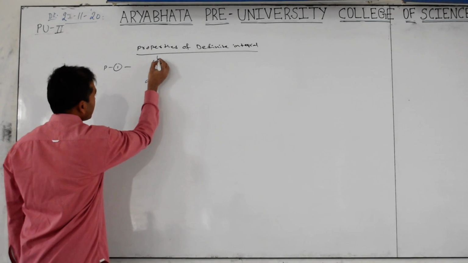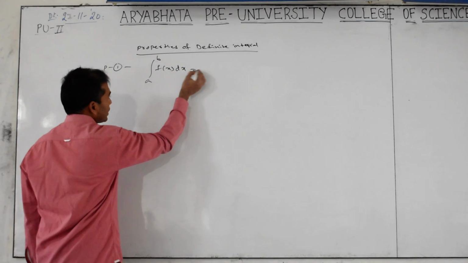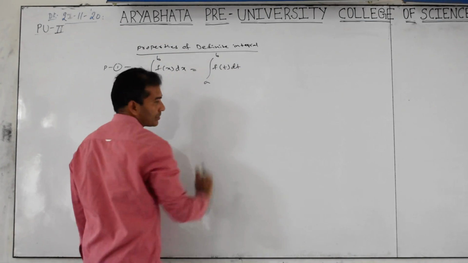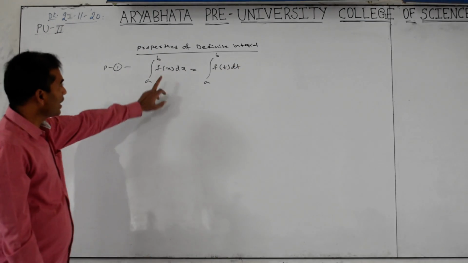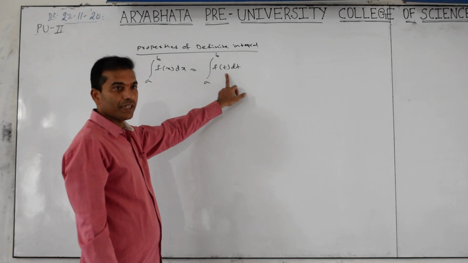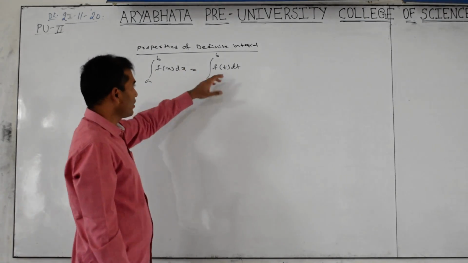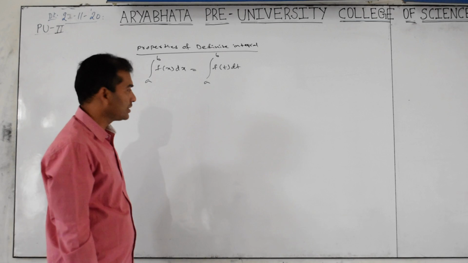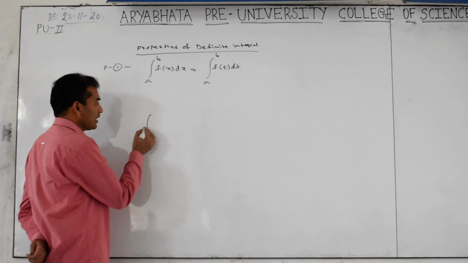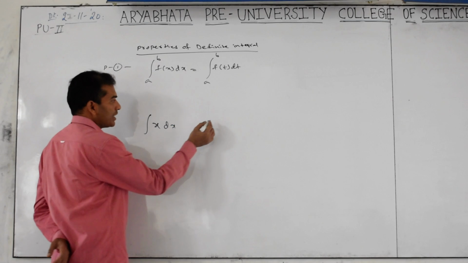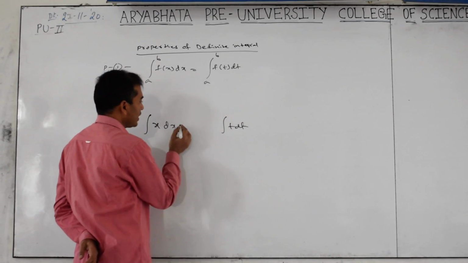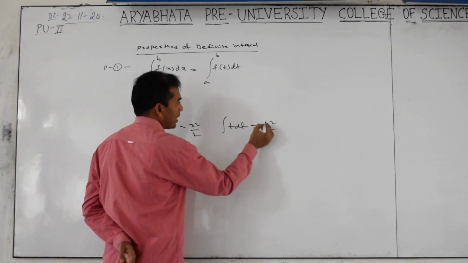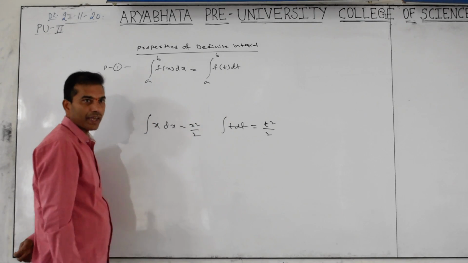Integration of a to b f of x dx equals integration of a to b f of t dt. Both are same. Here the variable is x, here the variable is t. If you interchange the variable, there is no difference in the value of the integral. For indefinite integration, x dx gives x square by 2, and t dt gives t square by 2. This is in terms of t, this is in terms of x.